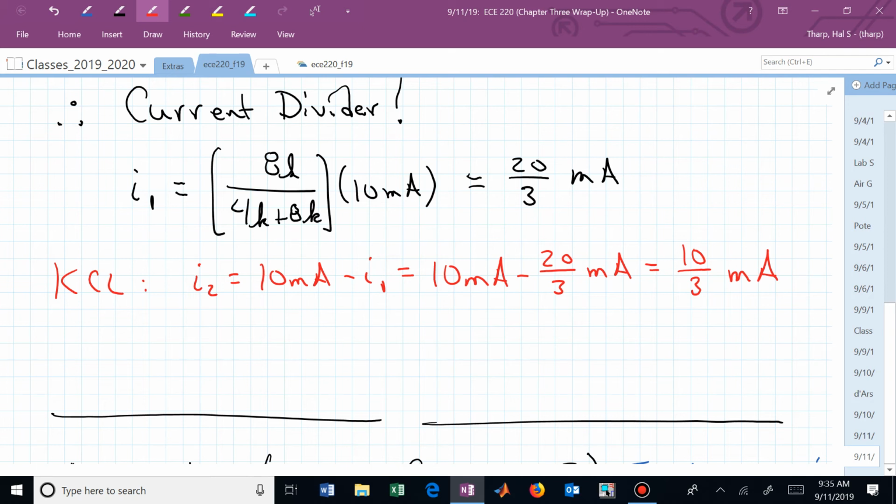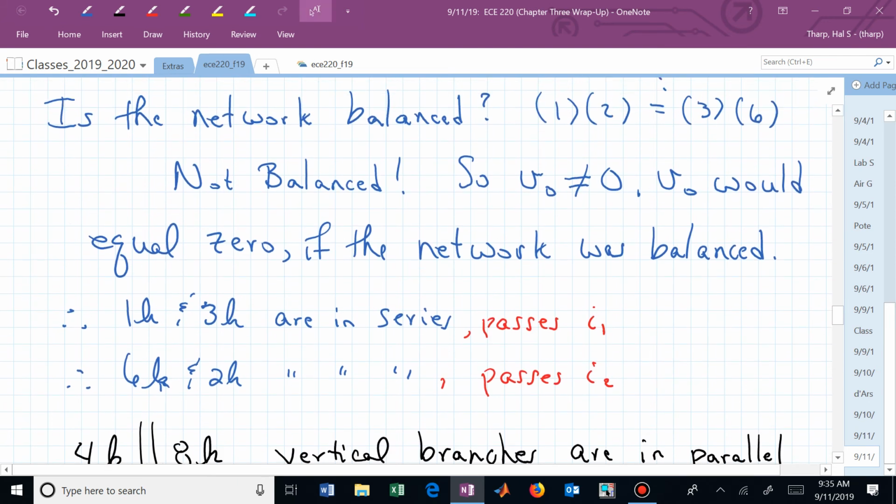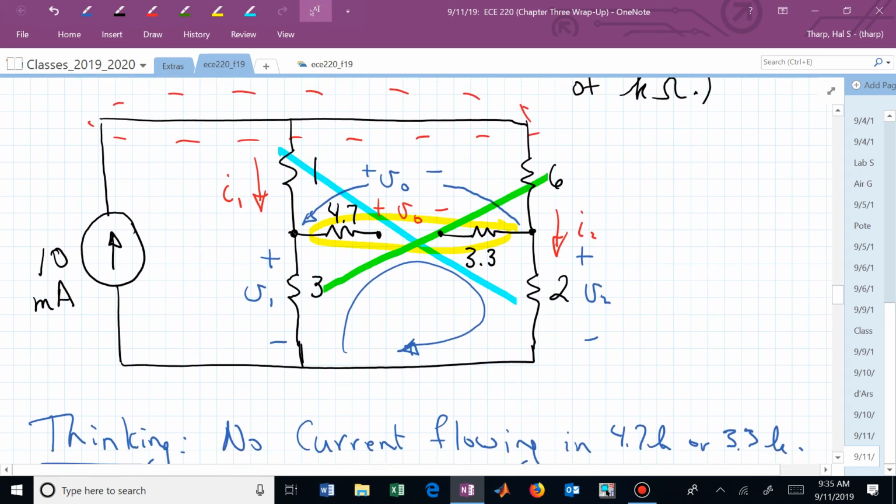What were we doing? Where are we? What day is it? We're playing with a bridge. That's right. We've got a bridge. We wanted to find V sub 0. Do we have enough information to do that now? Can we calculate enough to find V sub 0? And now we can. We can do this KVL.